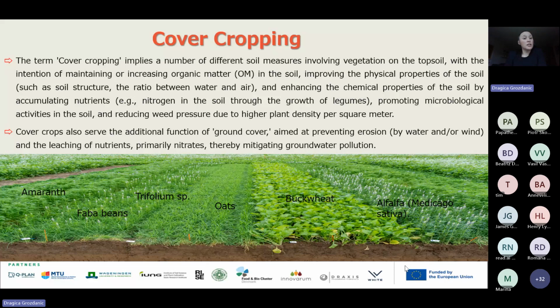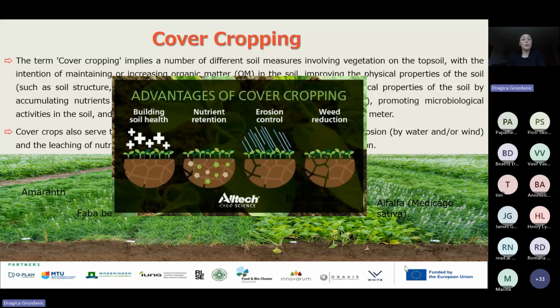Cover crops also serve the additional function of ground cover, aimed at protecting the soil from water and/or wind erosion and the leaching of nutrients. Primarily, it's more focused on nitrates, thereby mitigating groundwater pollution. Some examples of cover crops would be amaranth, faba beans, trifolium species, oats, buckwheat, alfalfa, and other legumes. As I mentioned, these advantages of cover cropping would be erosion control, nutrient retention, weed reduction, and building overall soil health.